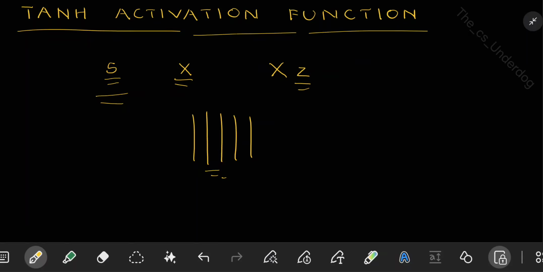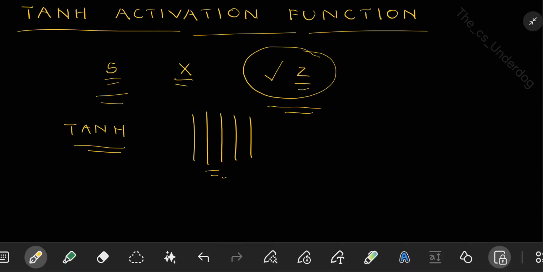So automatically the next thing we are in search for is something which is zero centered. Sigmoid is not zero centered, but we want something which is zero centered. And the answer is tan H activation function. The tan H activation function is a zero centered activation function, and hence it rectifies this problem that you were having with sigmoid activation function.